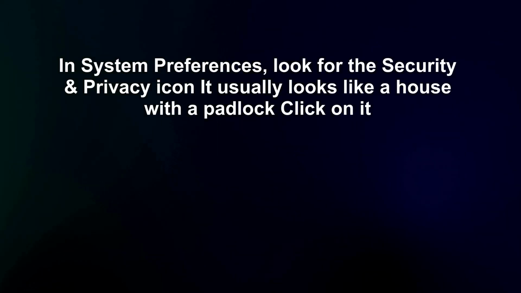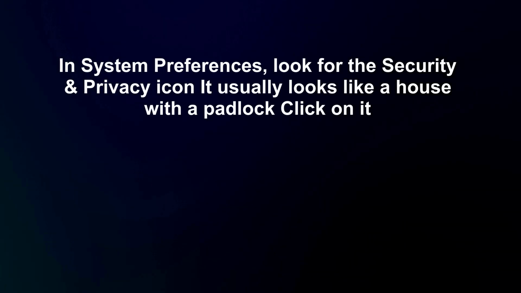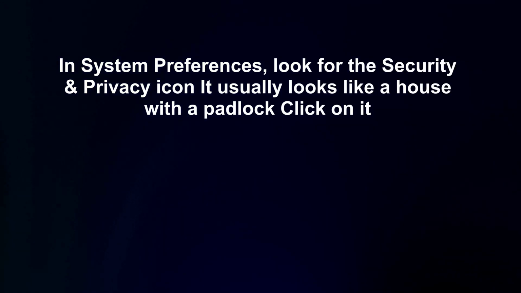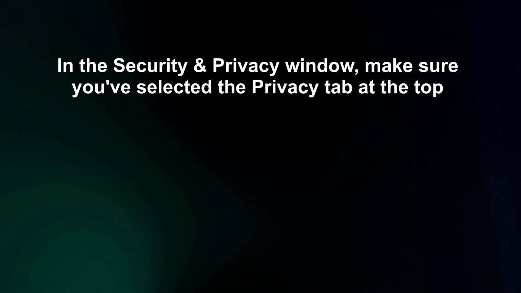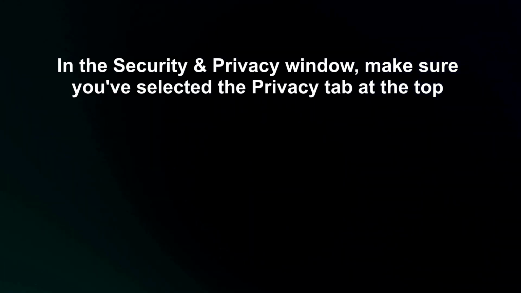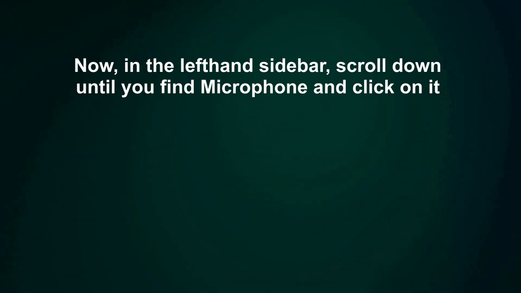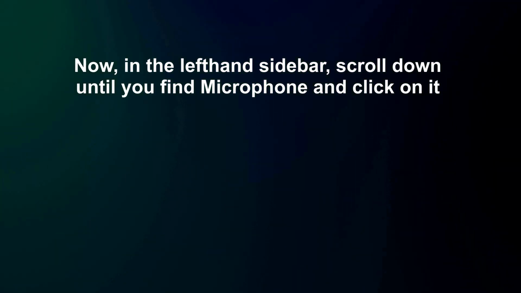In System Preferences, look for the Security and Privacy icon. It usually looks like a house with a padlock. Click on it. In the Security and Privacy window, make sure you've selected the Privacy tab at the top. Now, in the left-hand sidebar, scroll down until you find Microphone and click on it.